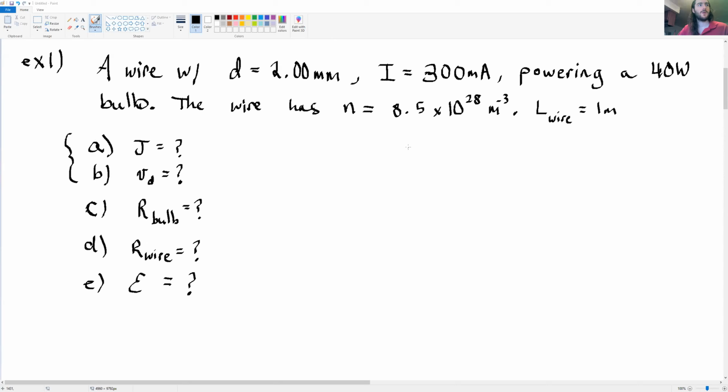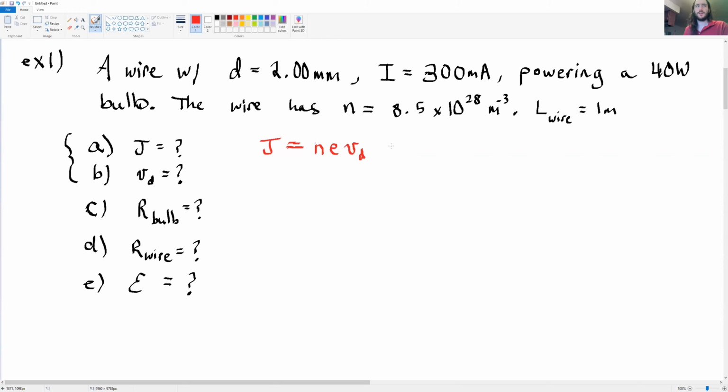Okay, so let me just go ahead and cover the first part here. I'll go through A and B. So as we just reviewed, current density is the density of free charge carriers times the charge of those charge carriers times the drift velocity.